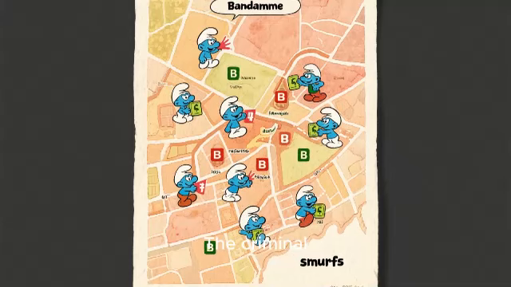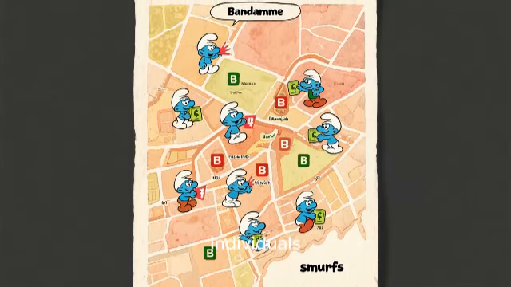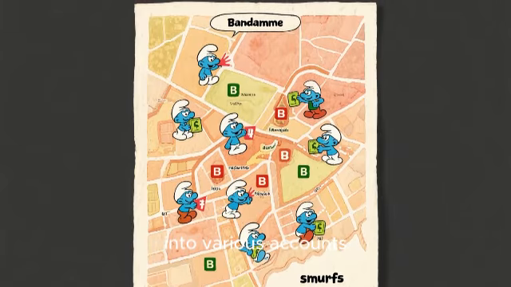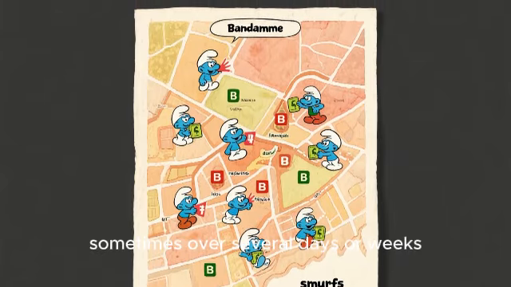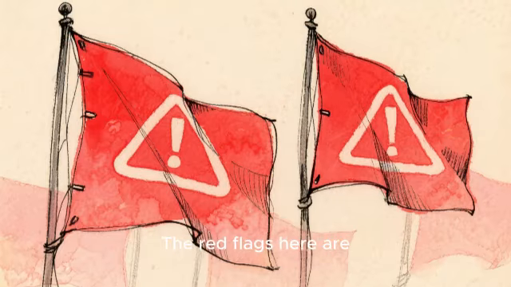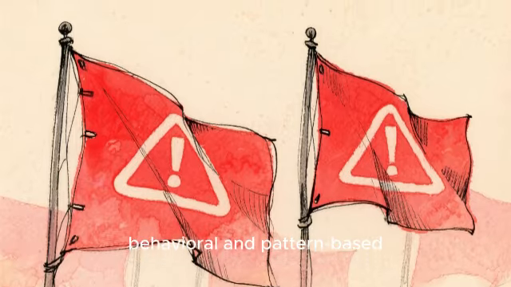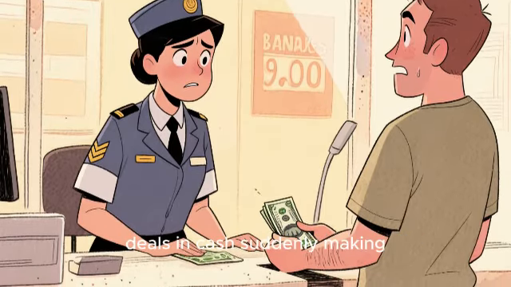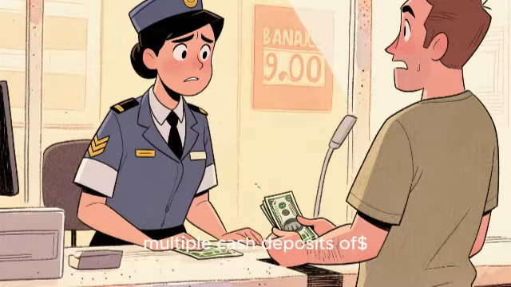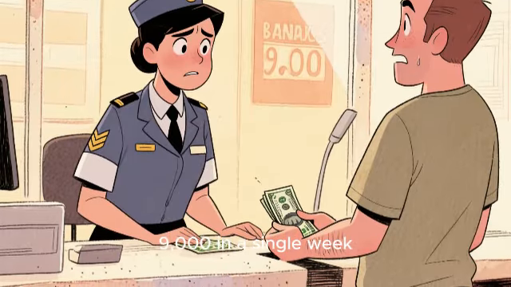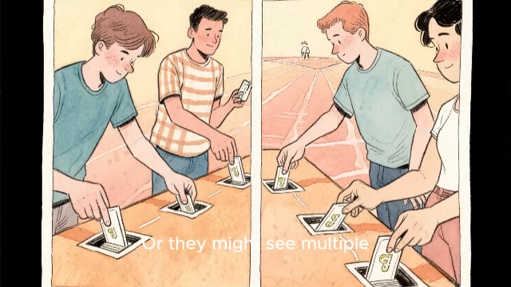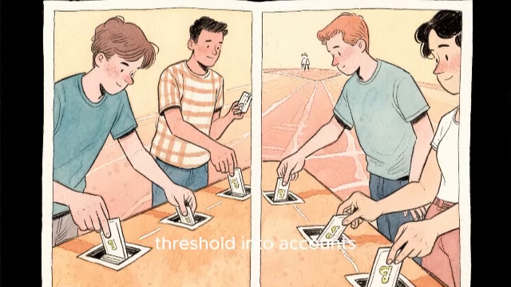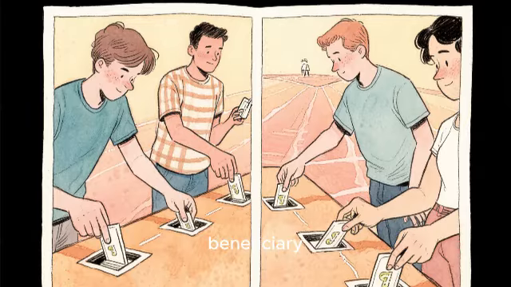$9,500 at a time. The criminal then employs a network of individuals, the Smurfs, to make these deposits at various branches, into various accounts, sometimes over several days or weeks. It's a numbers game. The red flags here are behavioral and pattern-based. From the bank's perspective, they might see an individual who rarely deals in cash suddenly making multiple cash deposits of $9,000 in a single week. Or they might see multiple, seemingly unrelated individuals all depositing similar amounts just under the threshold into accounts that ultimately funnel to the same beneficiary.